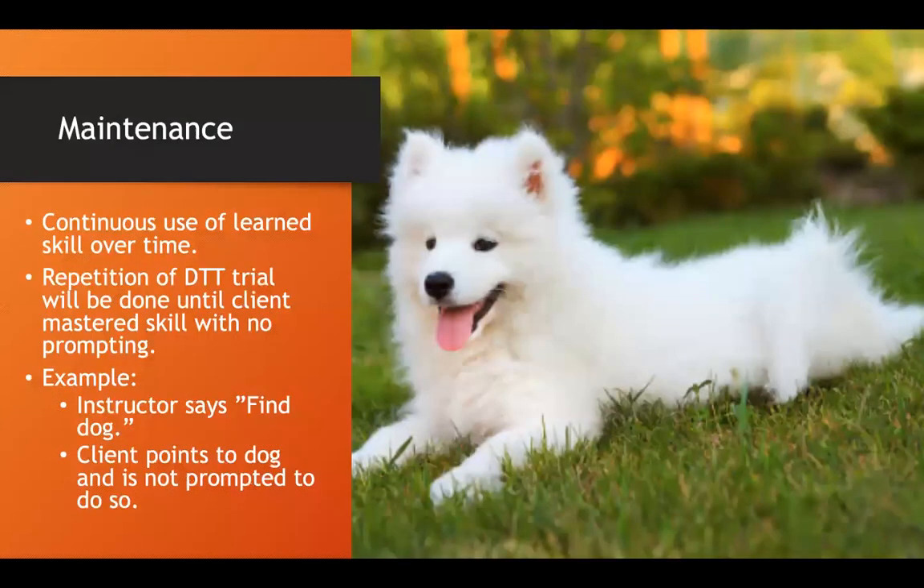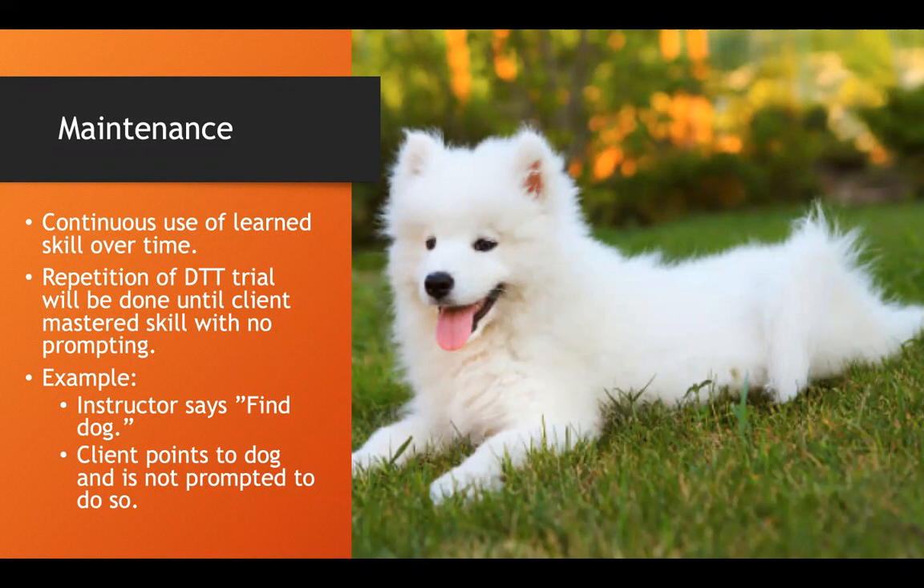Next term I'd like to go over with you guys before I leave would be maintenance, and this would be the continuous use of a learned skill over time. So in order to make sure the skill is maintained, we would have to make sure we repeat the DTT trial and do it with the client as many times as we believe necessary for the client to master the skill with no prompting. And then we would move on to make sure that the skill the client has learned is generalized to different forms of stimuli or environments.